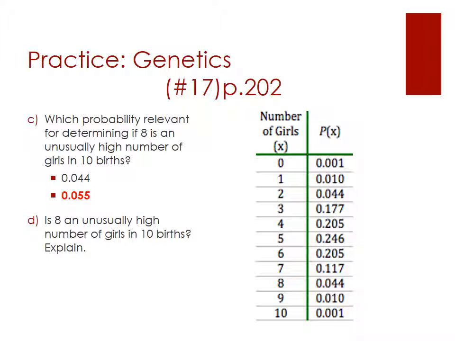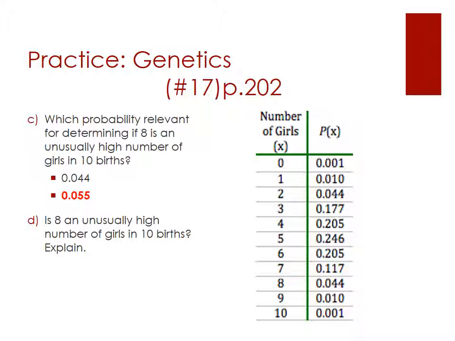Now we're on to part D. Is 8 an unusually high number of girls in 10 births? Explain. So now we have our probability of that, and now we need to assess, is it unusually high? Notice we're taking this step by step. We started by getting the mean and the standard deviation. We used those to calculate our range, right? Now we're looking at our probabilities. And we've looked at producing the probability for having exactly 8 or at least 8.